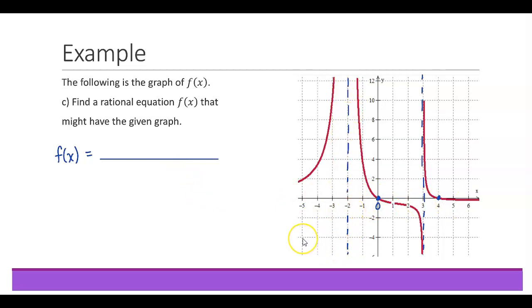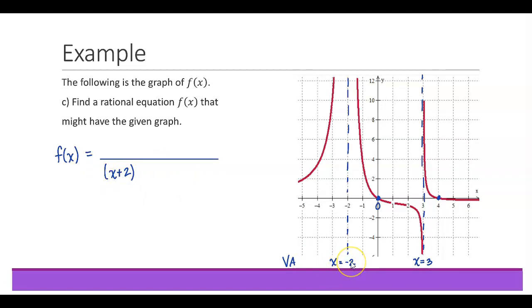So we said our vertical asymptotes were at x equals -2 and at x equals +3. Now, if I have a vertical asymptote at x equals -2, those are places where the denominator is equal to 0. So from knowing this vertical asymptote, I know there would be a factor in the denominator of x plus 2, because I would have to set x plus 2 equal to 0 to get x equals -2.